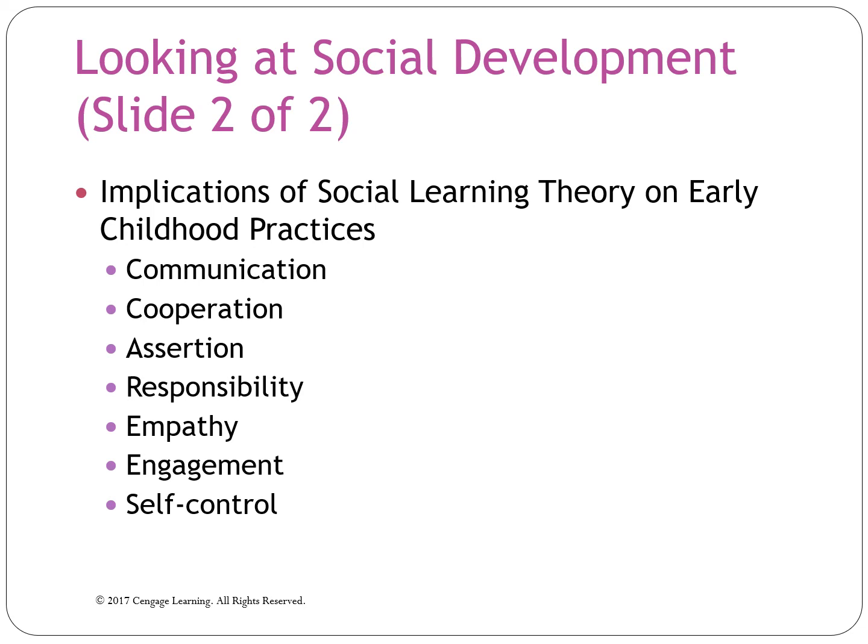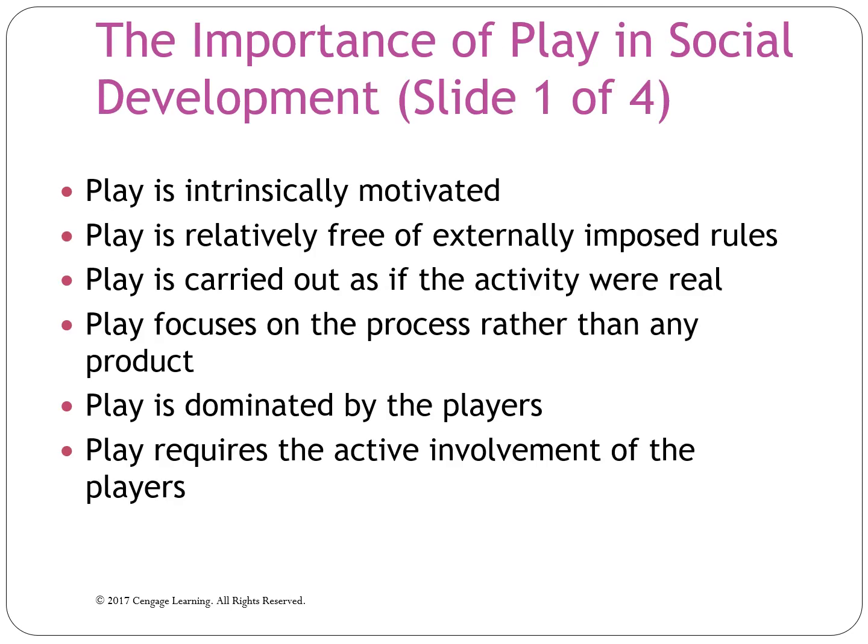So what does all that theory have to do with early childhood practices? Seven major clusters of social skill behaviors have been identified that are important for success in both academic and peer group settings: communication, cooperation, assertion, responsibility, empathy, engagement, and self-control.